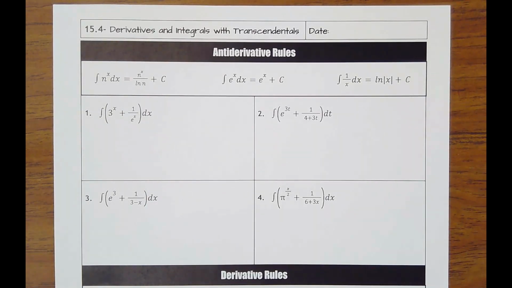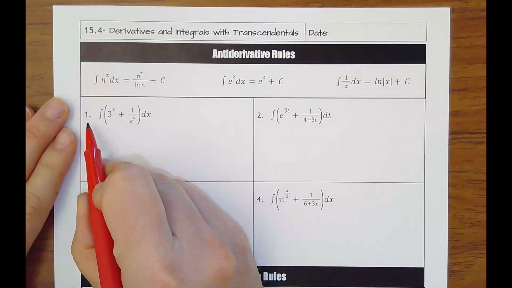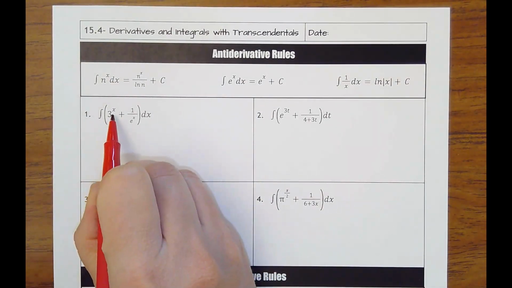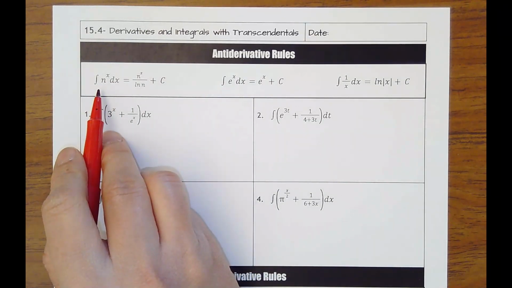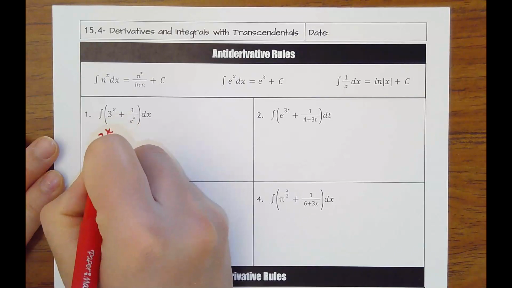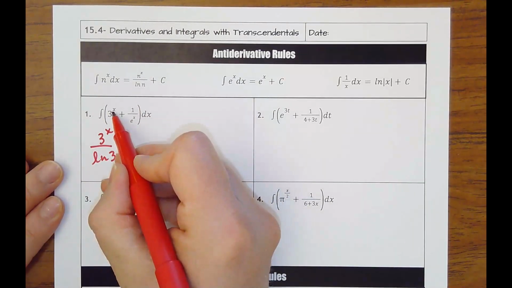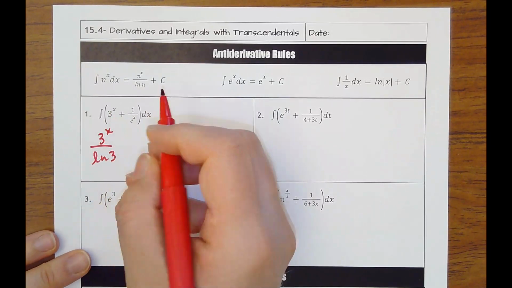So I kind of have to talk myself through this and think of each piece, what do I have? Like on number 1, I see a number to an x power. So I'm going to use this rule, which says that the antiderivative is that exponent divided by natural log of the base, which is 3. I do not have anything times x, so there's nothing to divide by.